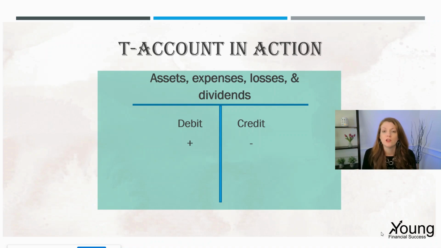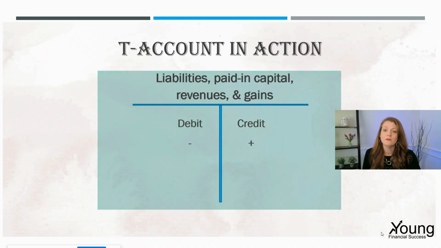Losses are also always debited, and dividends as well. Then we have the things that fall on the right-hand side of the equation, which are liabilities, and anything under equity that increases it: paid-in capital, like common stock, then revenue and gains. All of those have a normal credit balance, which means you increase them with a credit and decrease them with a debit. So let's look at it written out.